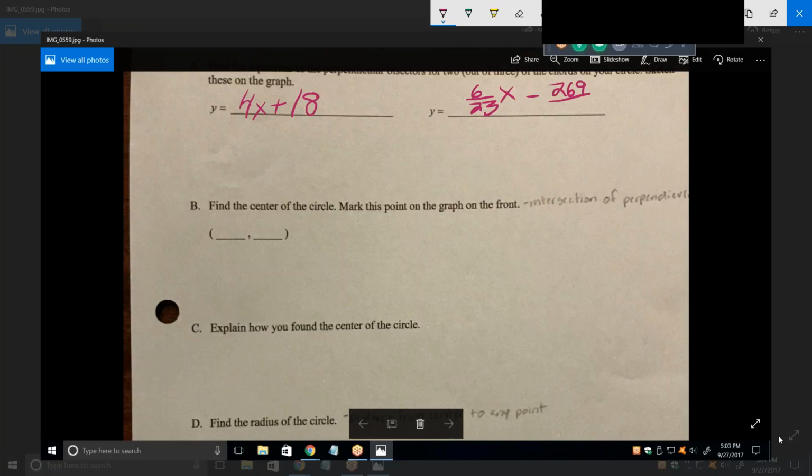Nice numbers you picked. I know, right? Oh my gosh. These are brutal. How did we end up with that? That's a good question. That's what you get when you pick random numbers.